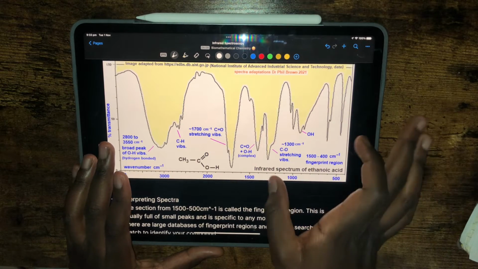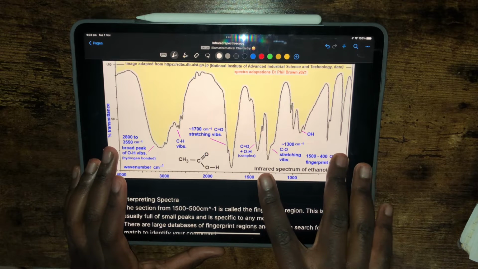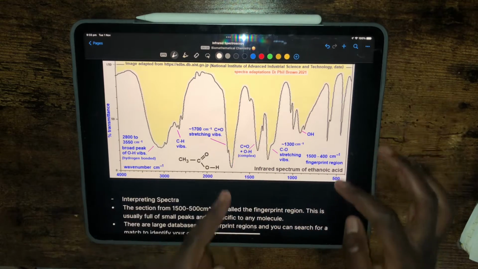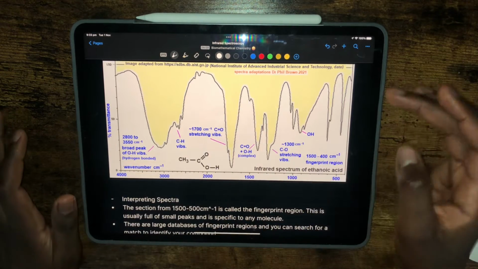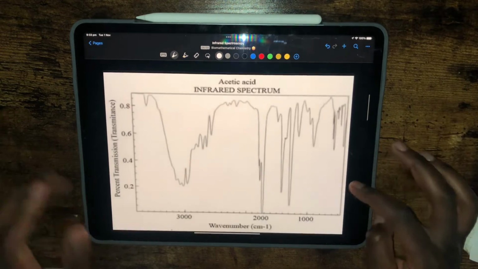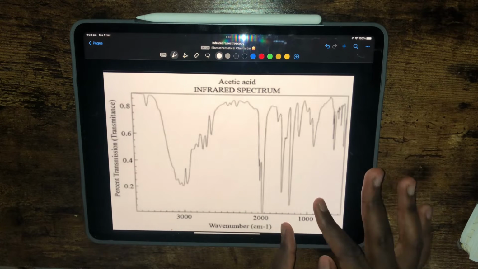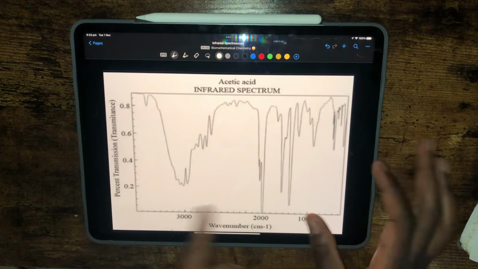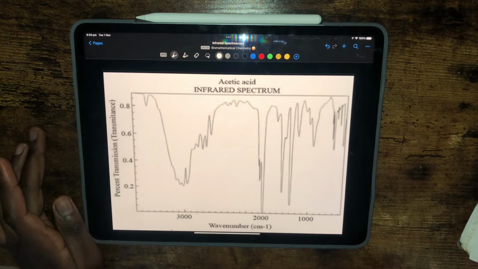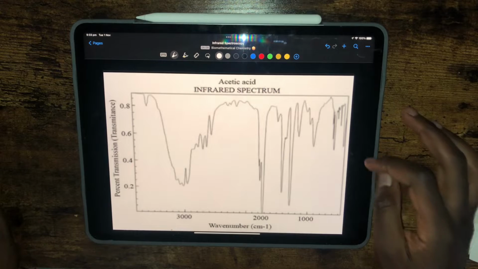This probably isn't the best example to show it, but it's usually a load of spikes in that region. And this is specific to each type of compound. Every compound has a specific fingerprint region, and you can use a database to find that specific fingerprint region to identify a compound.